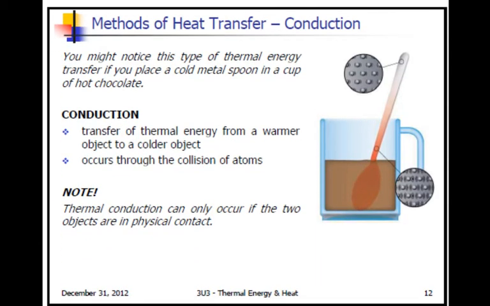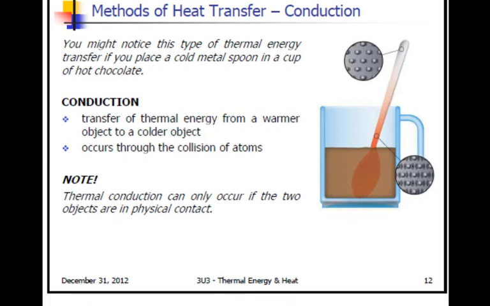So conduction is a transfer of thermal energy from a warmer object to a colder object. It occurs through the collision of atoms. You might have had a metal spoon inside of a hot beverage like a tea. That's another example of conduction. So eventually the spoon inside the tea will have a lot of interactions with the moving particles in the tea. That will heat up the metal on the end of the spoon, and then that will start to spread out to the tip of the spoon.